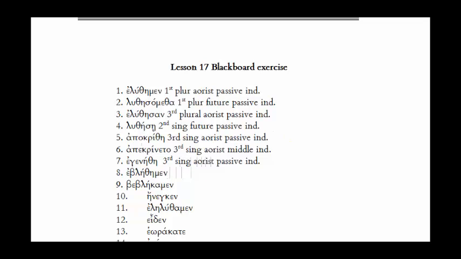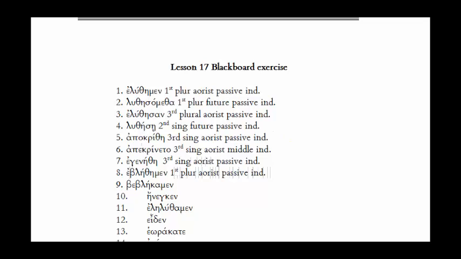Now, eblethemen, and once you see what it comes from, you can see, well, you've got the theta eta, you get the augment. Aha, this is an aorist passive, and indeed it is. And the men here should also tip you off that it's a first person plural. So: first plural, aorist, passive, indicative. What would this mean? It means we were cast out.